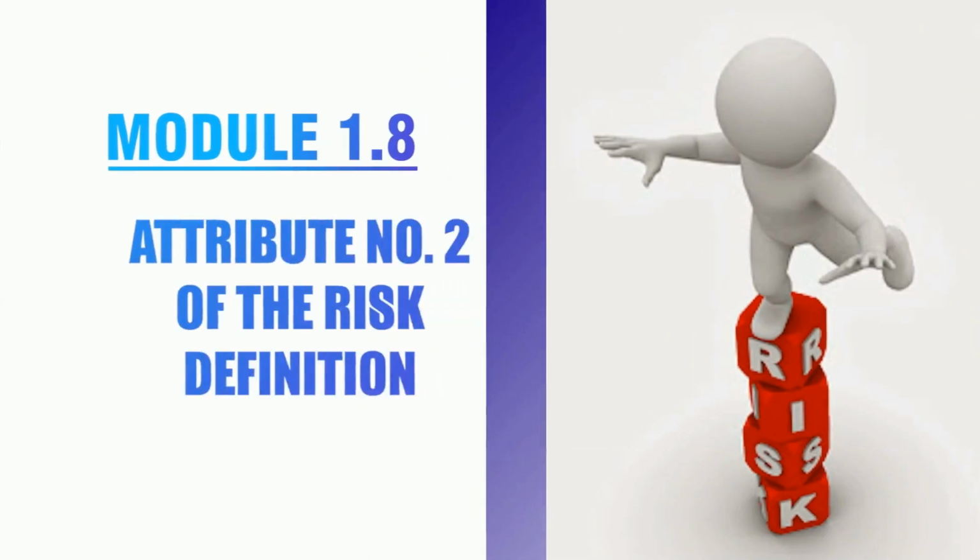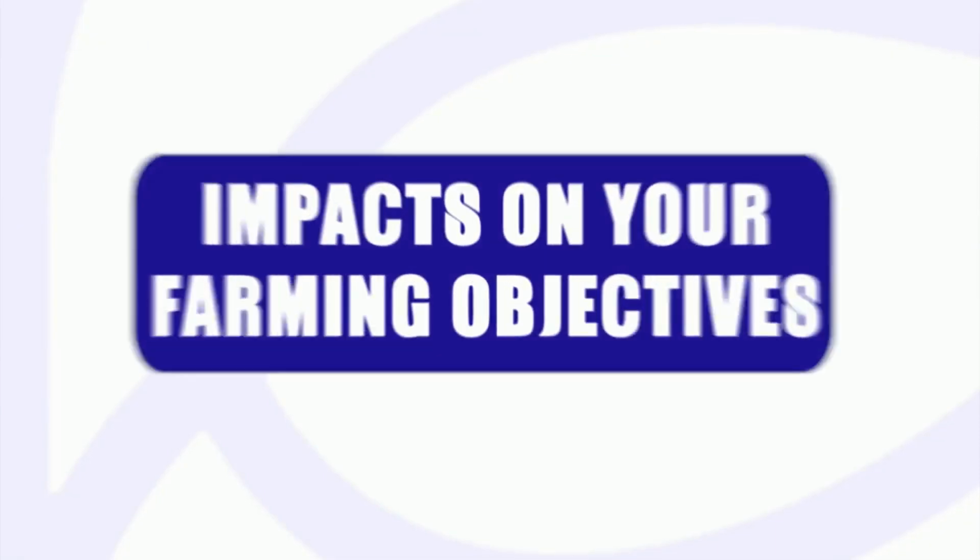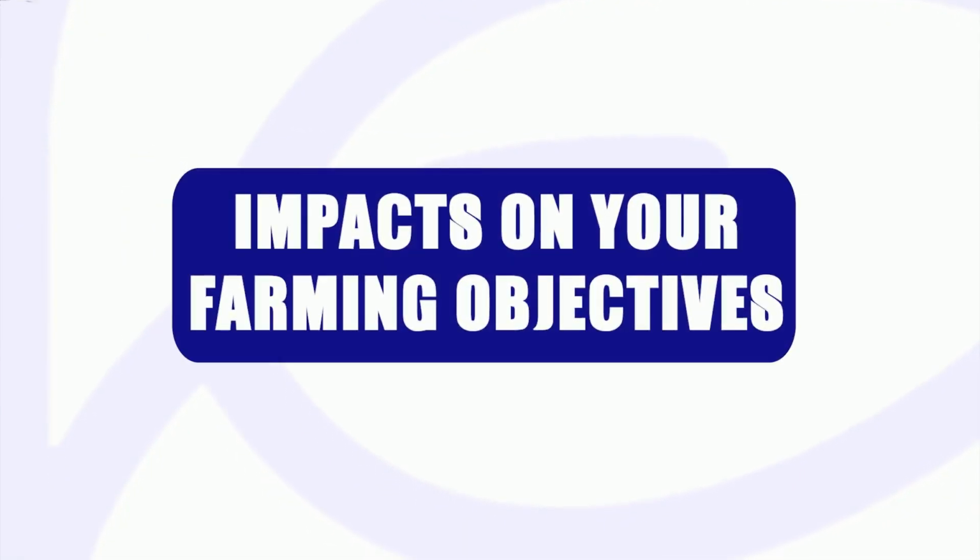In this part 8, we are focusing on attribute number 2, which looks at the fact that risk should be viewed in the context of how it impacts your farming objectives. You don't just come up and say risks that have no relation to your farming objectives, because then they don't relate to your farming enterprise and its objectives. You actually see the relevance of looking at risks in the context of your farming objectives.